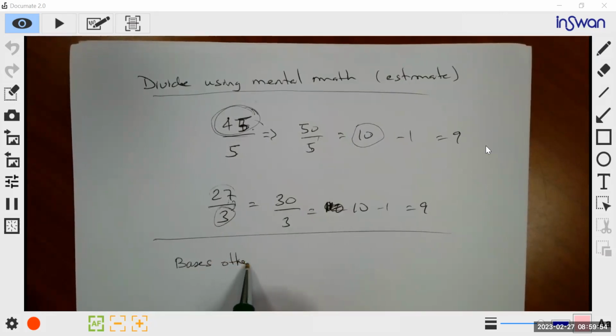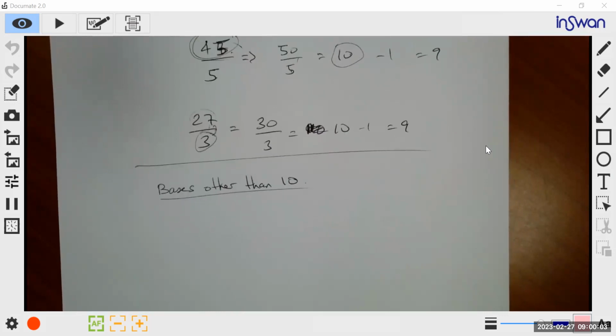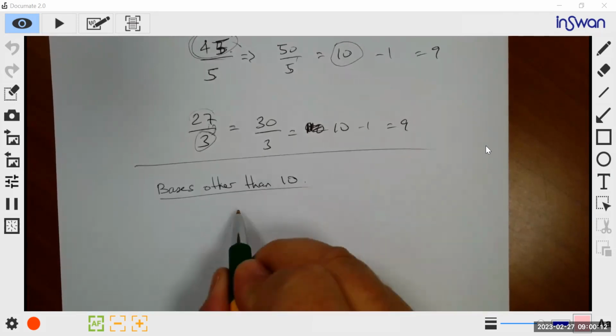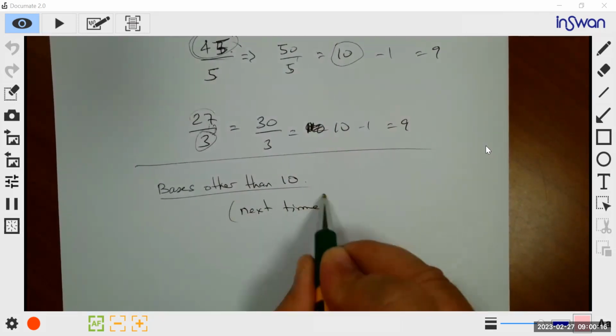Bases other than 10. Here we do the same thing we did with the subtraction aspect, but we'll do this next time.